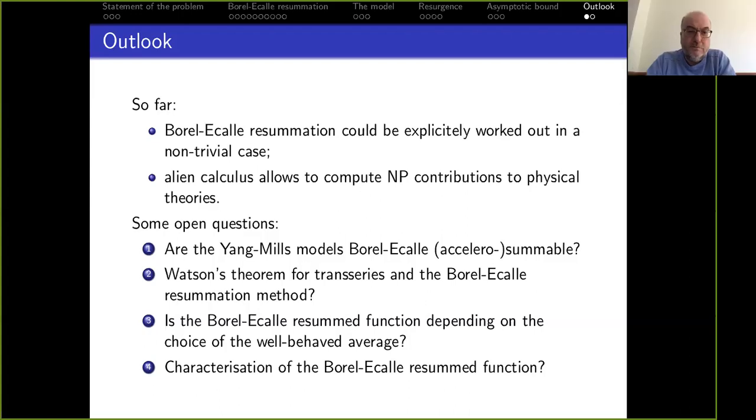Okay. Finally, yes, I would really much like to characterize this Borel-Écalle resummed function. Say, does it have singularities, poles, as I said before? Or it's a real function, so I want to estimate it somewhere. And of course, the Watson-Nevanlinna theorem could be a way to do this.